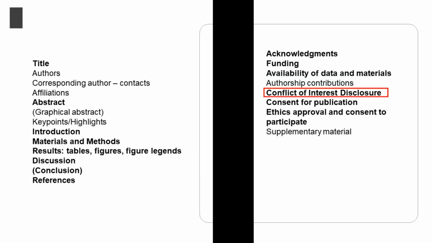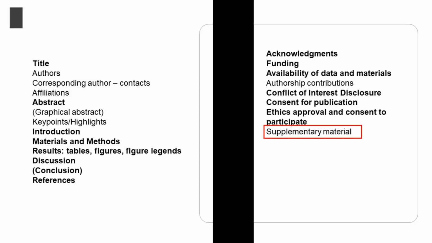Conflict of interest disclosure: A statement revealing any potential financial or personal conflicts that could influence the research or its interpretation. Consent for publication: Confirmation that individuals whose personal data or identifiable information is included in the study have given their consent to be published. Not applicable for non-clinical trials. Ethics approval and consent to participate: A statement confirming that the research was conducted according to ethical guidelines and that participants provided informed consent. Informed consent relates to humans.